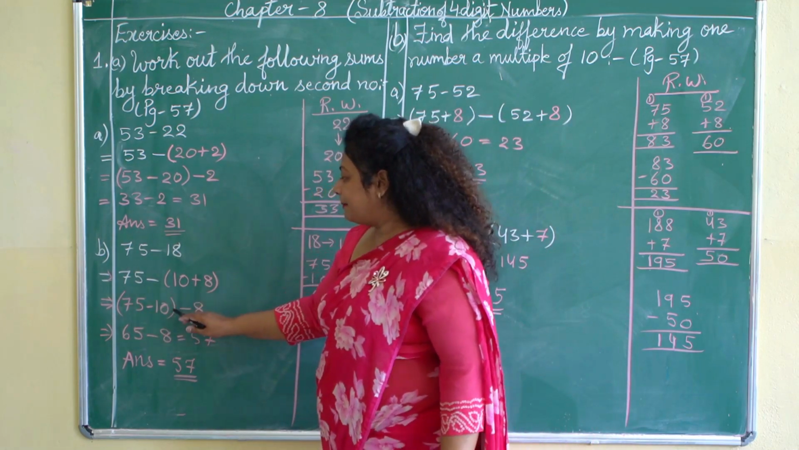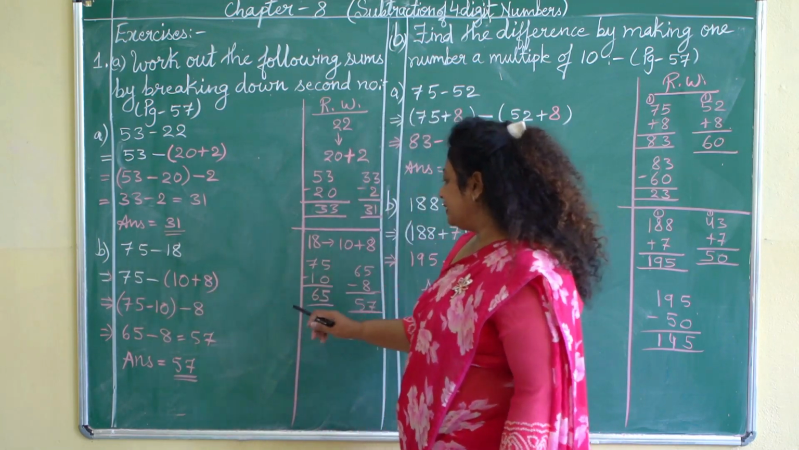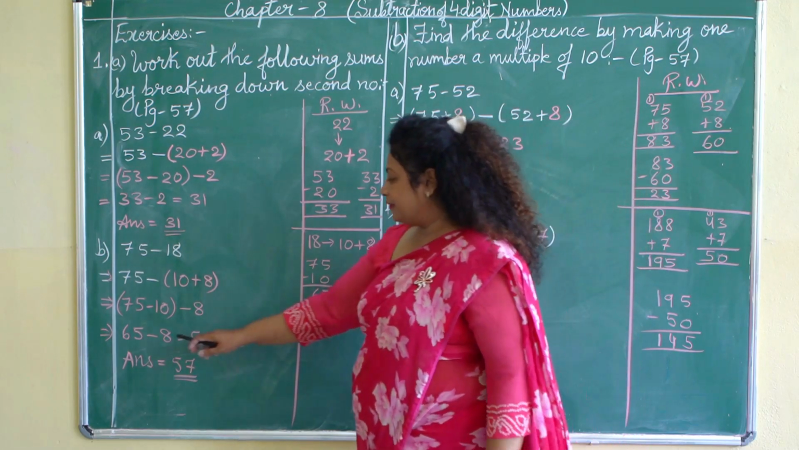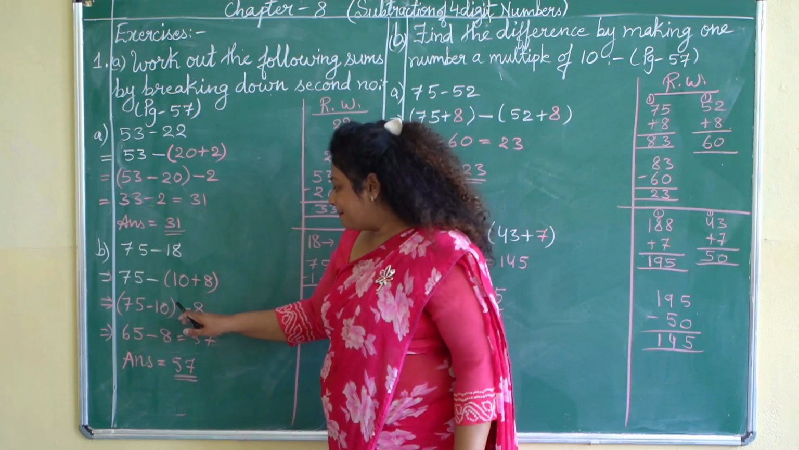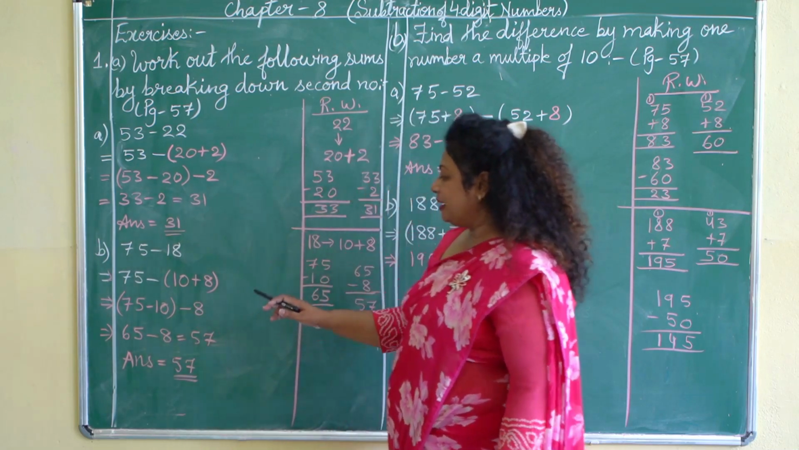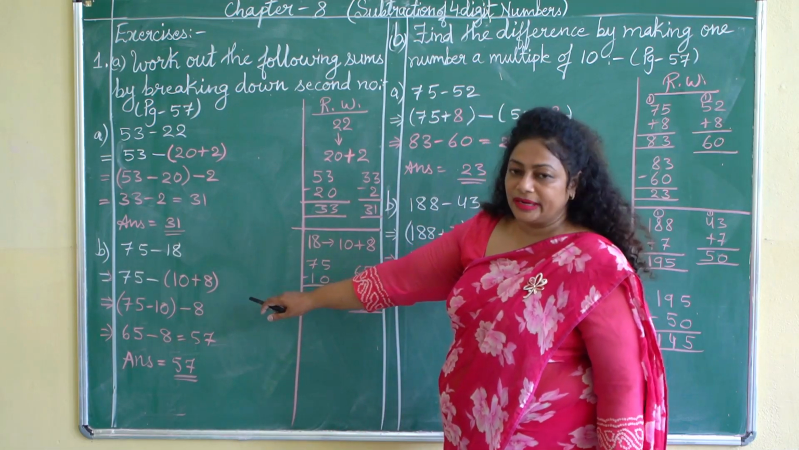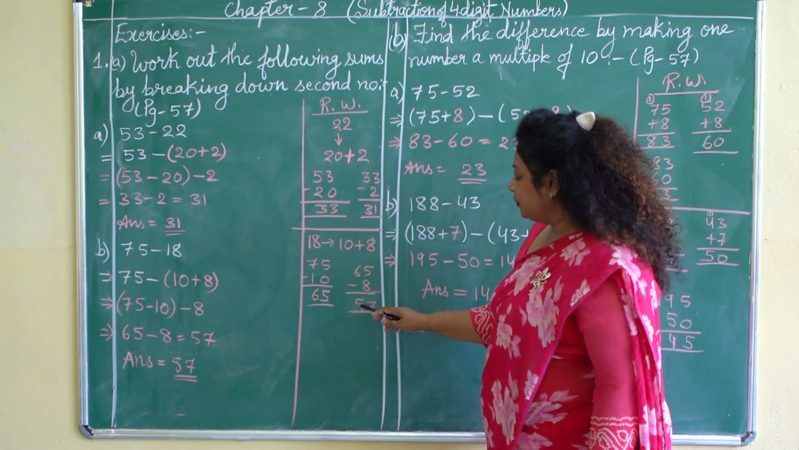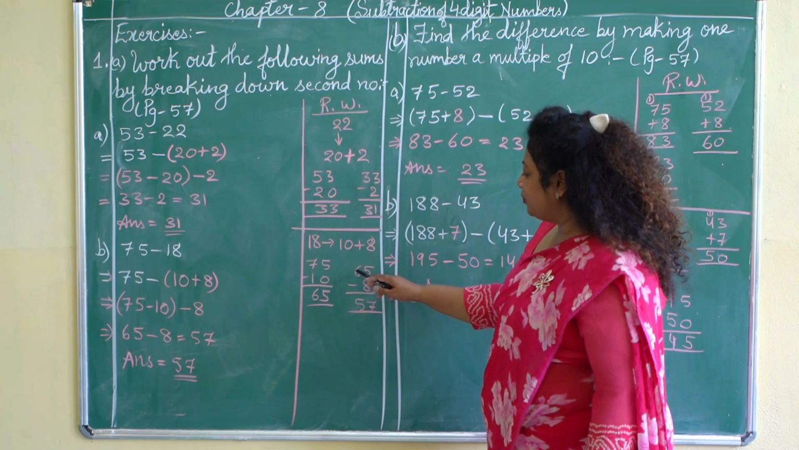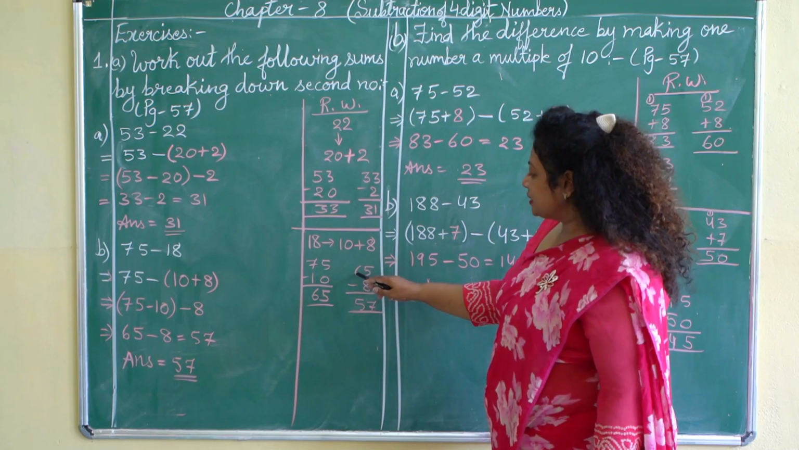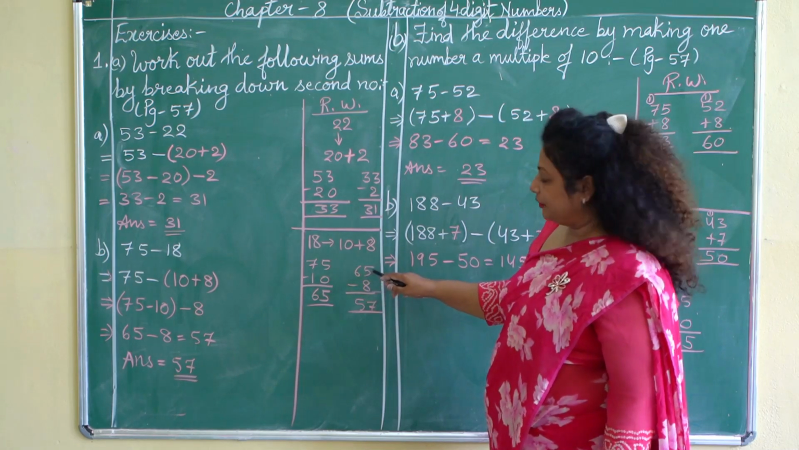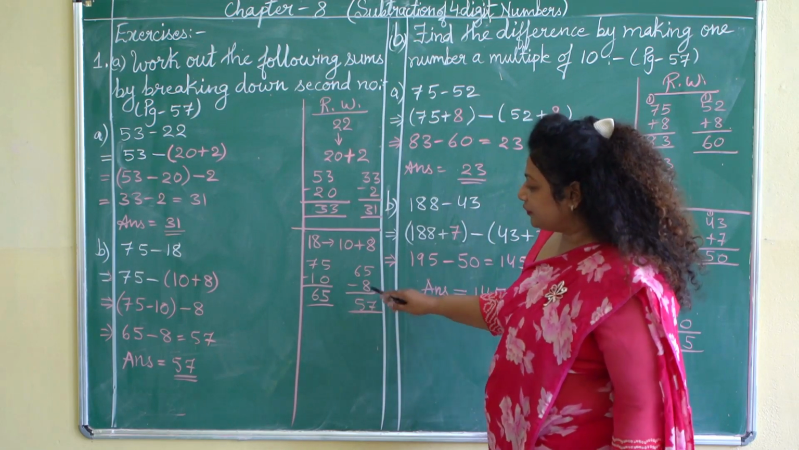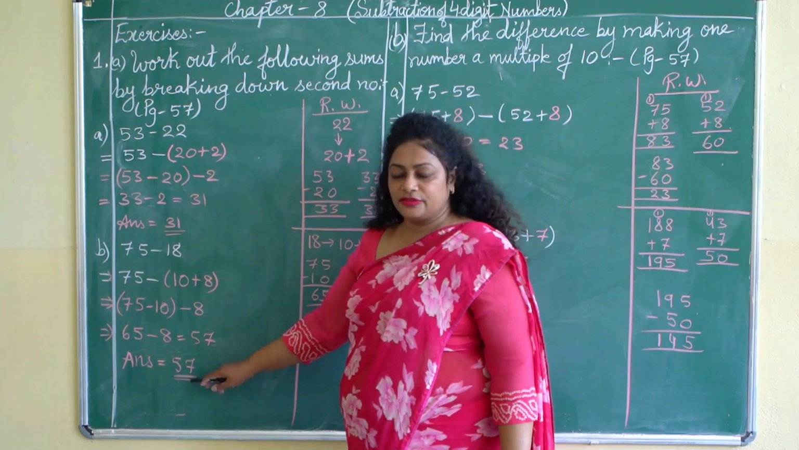Let's solve the bracket part. In the bracket it is written 75 minus 10 will give you 65. So we have written 65 over here, minus 8. Now let's solve this. 65 minus 8 will give you 57. That means we have to borrow from 6. So the 6 will become 5 and 5 will become 15. 15 minus 8 will give you 7. So the answer we got is 57.